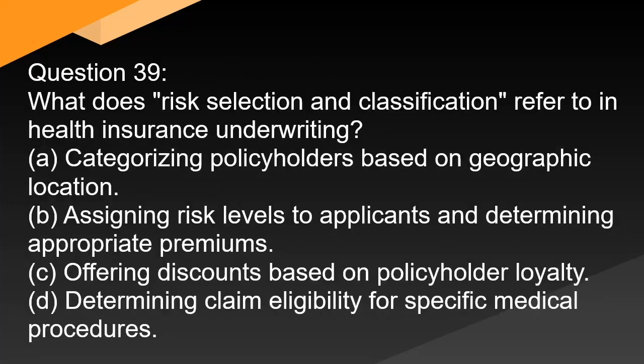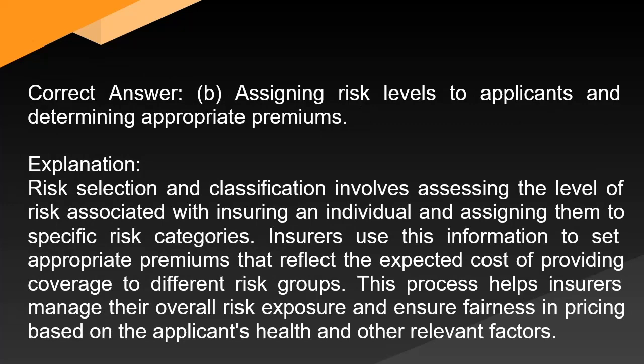Question 39. What does risk selection and classification refer to in health insurance underwriting? Correct answer. B. Assigning risk levels to applicants and determining appropriate premiums. Explanation. Risk selection and classification involves assessing the level of risk associated with insuring an individual and assigning them to specific risk categories. Insurers use this information to set appropriate premiums that reflect the expected cost of providing coverage to different risk groups. This process helps insurers manage their overall risk exposure and ensure fairness in pricing based on the applicant's health and other relevant factors.